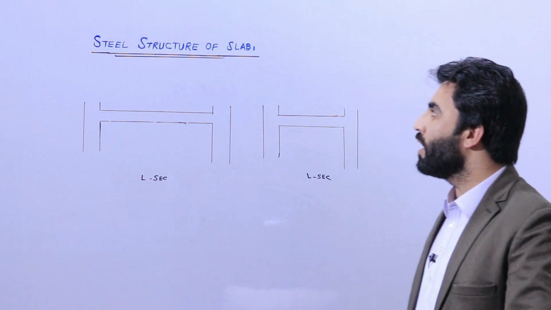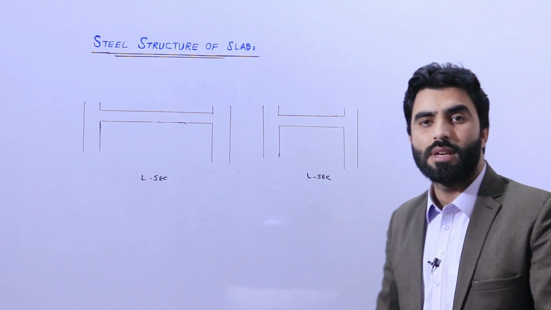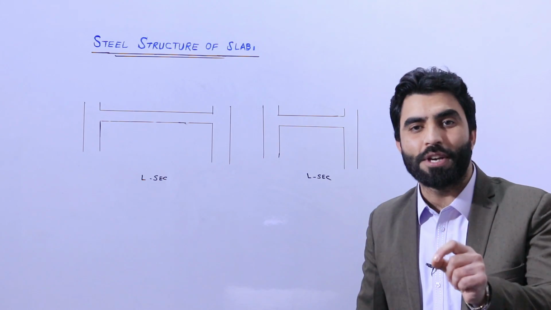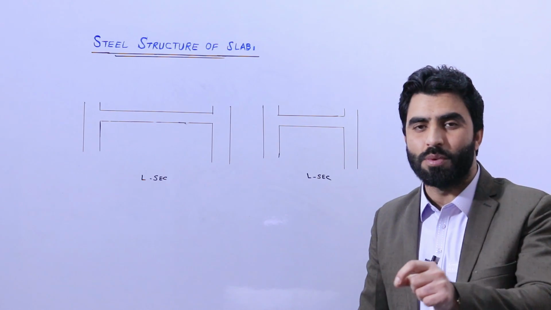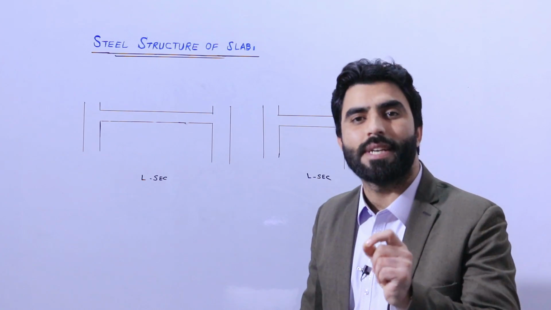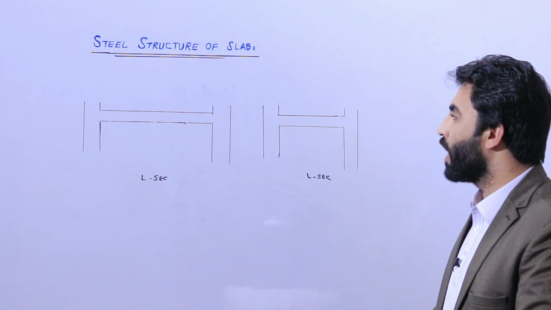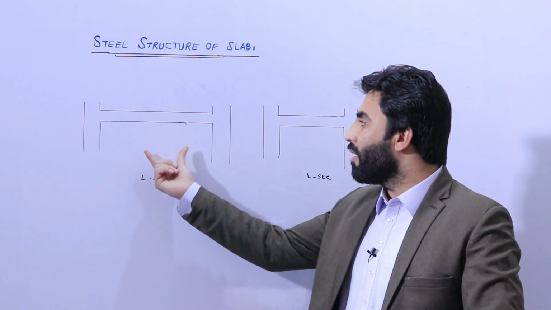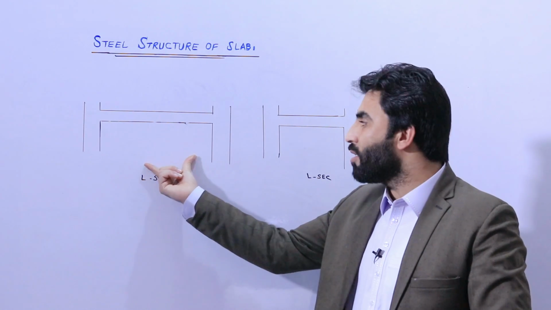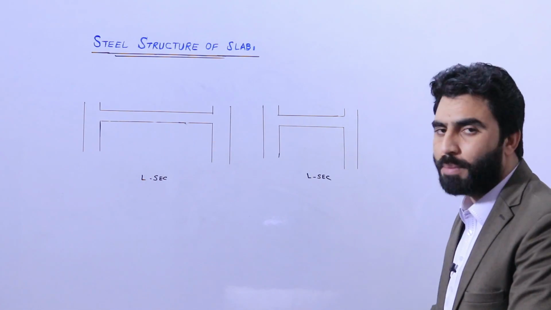Let's get started, guys. Steel structure design of a slab, but not the proper design. I am just guiding you on some important technical terms in steel structure design. As you can see, we have two diagrams. One is lengthwise: this is a long span and this is a short span.